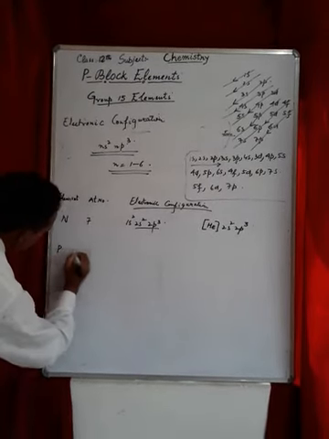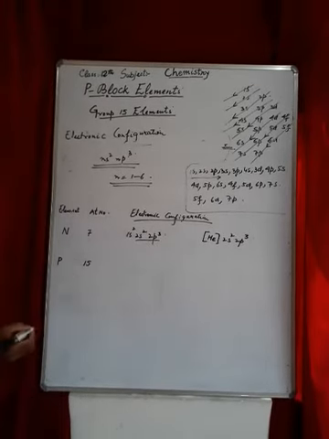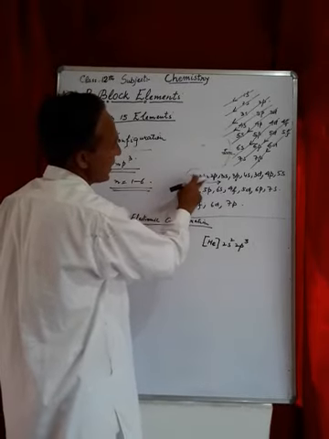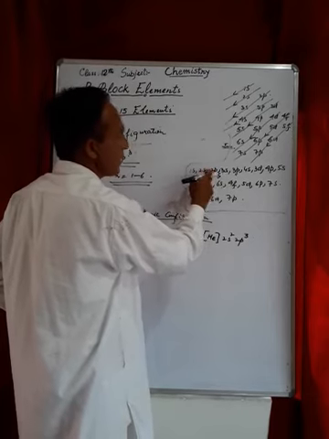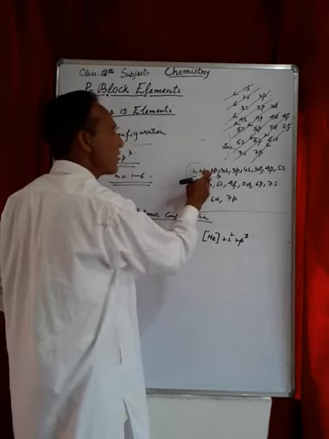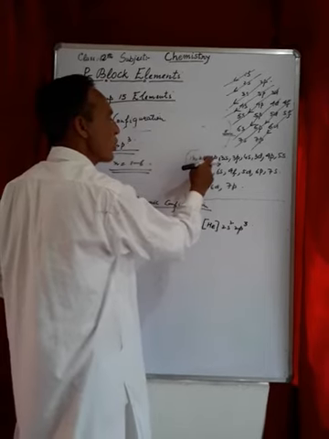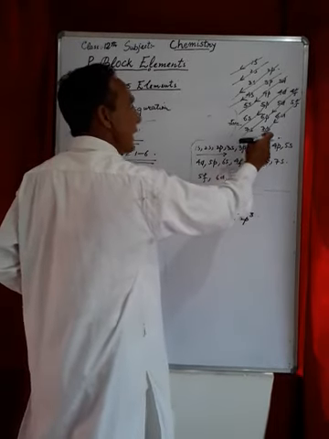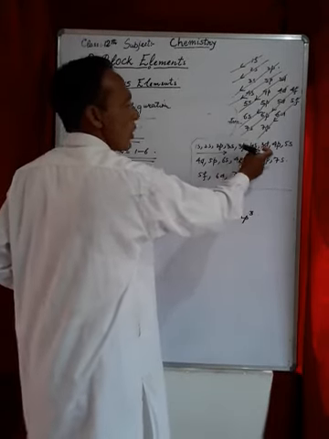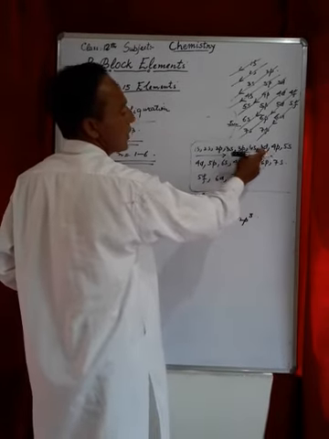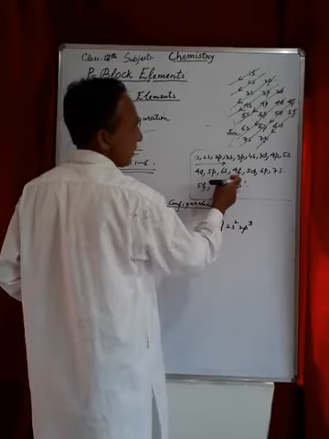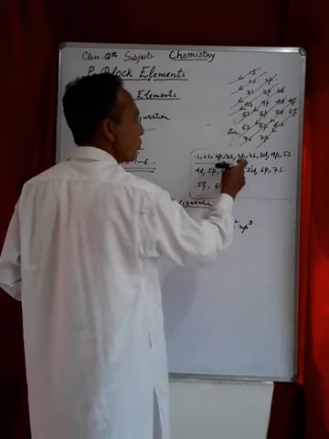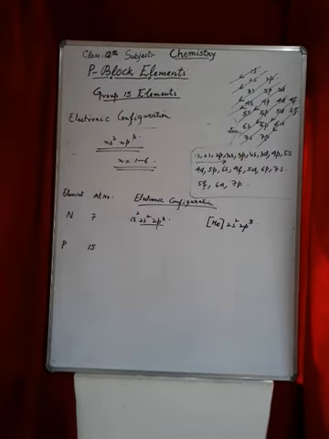Next is phosphorus, its atomic number is 15. Now its electronic configuration: s holds 2 electrons, p holds 6, because the p subshell has 3 orbitals, px, py, pz, so in 2p we fill 6 electrons. s has 2, p has 6, d has 10 because it has 5 degenerate orbitals. Similarly, f has 14 because it has 7 degenerate orbitals, so we can fill 14 electrons in the f orbitals.